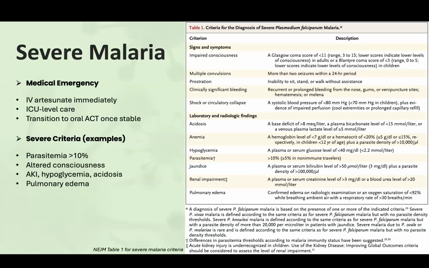The key note of this slide is, do not wait for patients to look critically ill. If they meet any single criterion, you treat it as severe malaria and escalate care immediately. Don't delay treatment waiting on tests, and supportive care such as IV fluids, glucose monitoring, and renal function monitoring matters a lot.